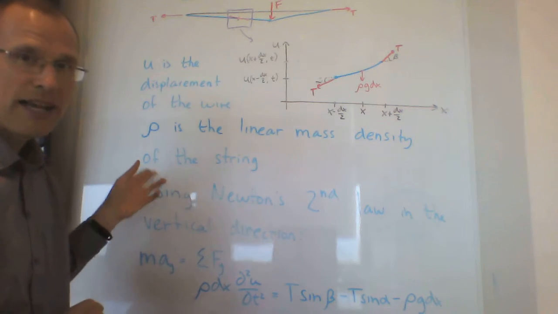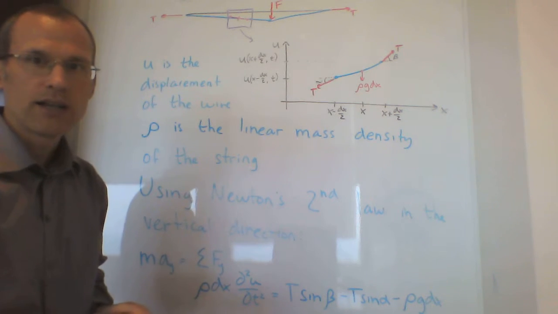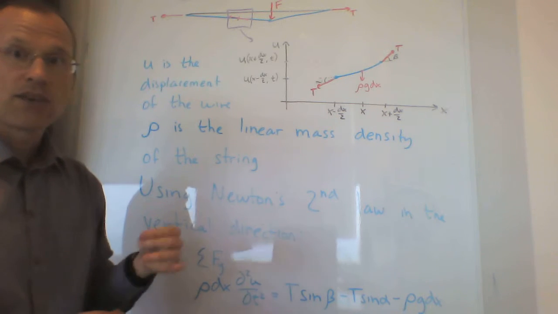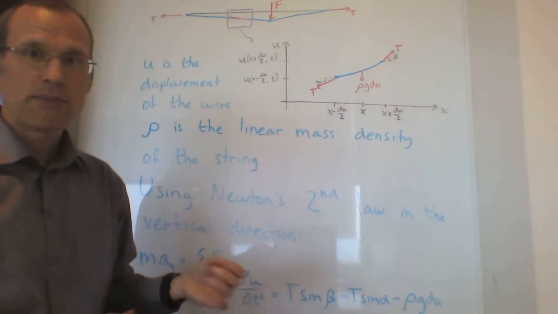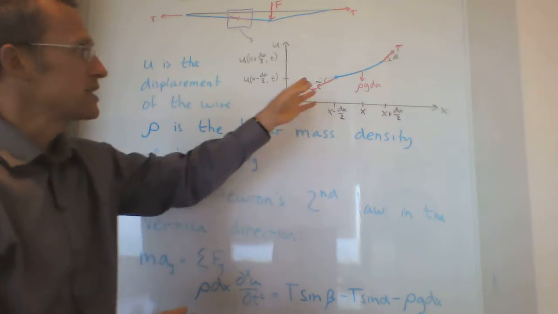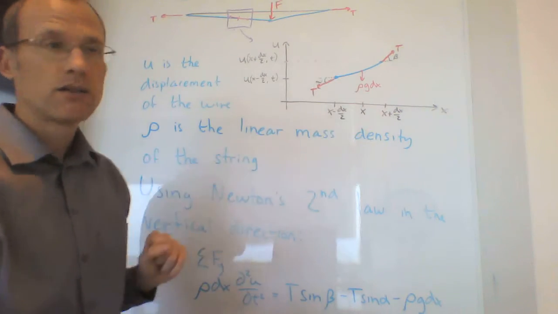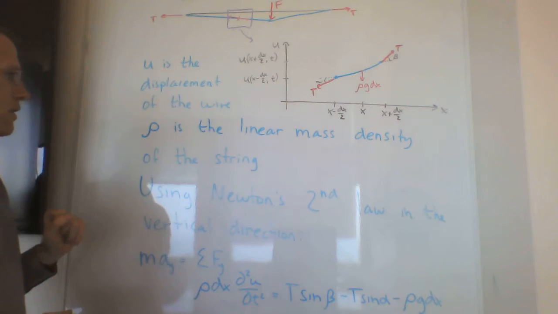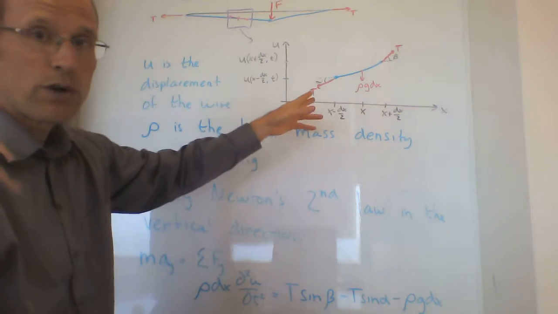Rho is a linear mass density. You usually think of density as mass divided by volume. Linear mass density, mass divided by length. So again, only dealing with one dimension. All I care about is the length of the string. Length is dx. And then with all these three forces, I want to use Newton's second law.